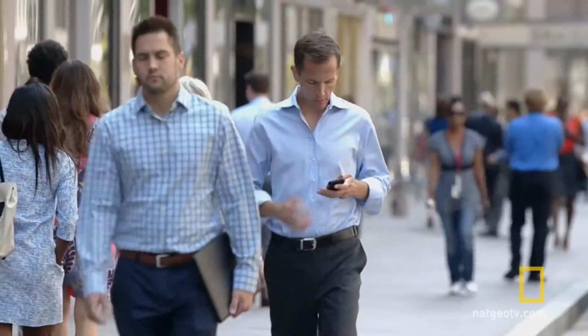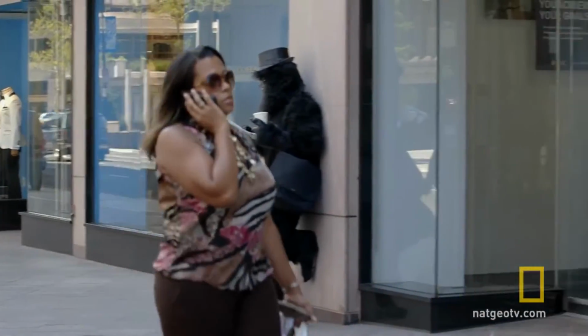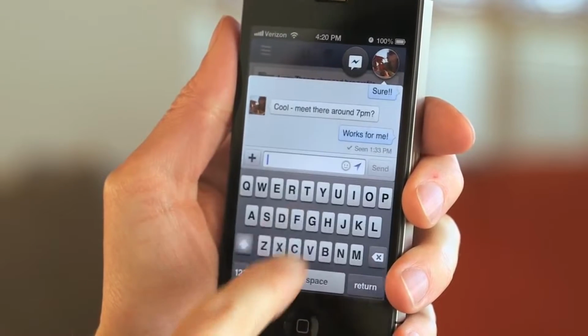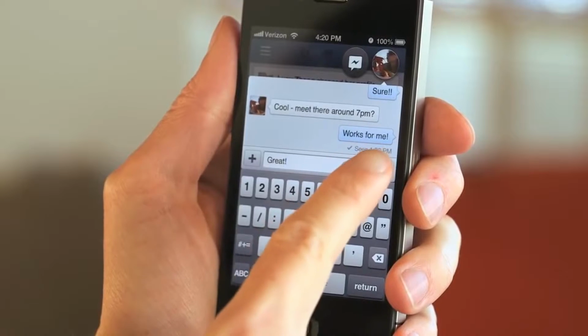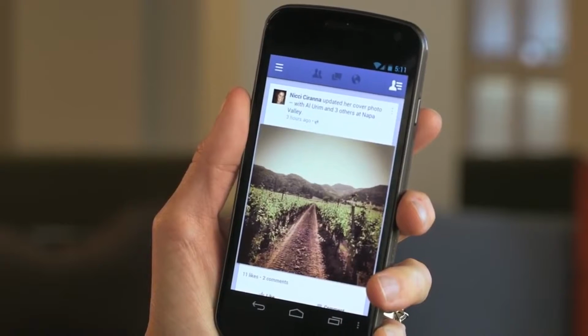According to a study done by the Pew Research Center, 64% of American adults now own smartphones, up from 35% in 2011. In a 2014 study, it was found that 97% of smartphone owners texted at least once over the course of the study period. In the same study, it was found that over 87% use their smartphone for emails, over 80% for internet use, and 90% for video or voice calls.